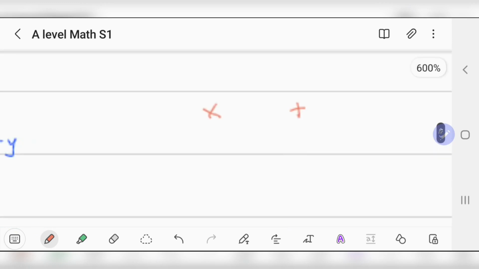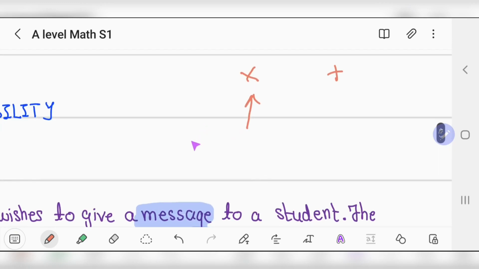Whenever we multiply two probabilities, it means this and this. For example, the lecturer decided to send the message by email, so she sent a message by email, and then the student received that message. So both are happening, and they are connected. Plus means or: this and this, or this and this, or this and this. This and this you just multiply.